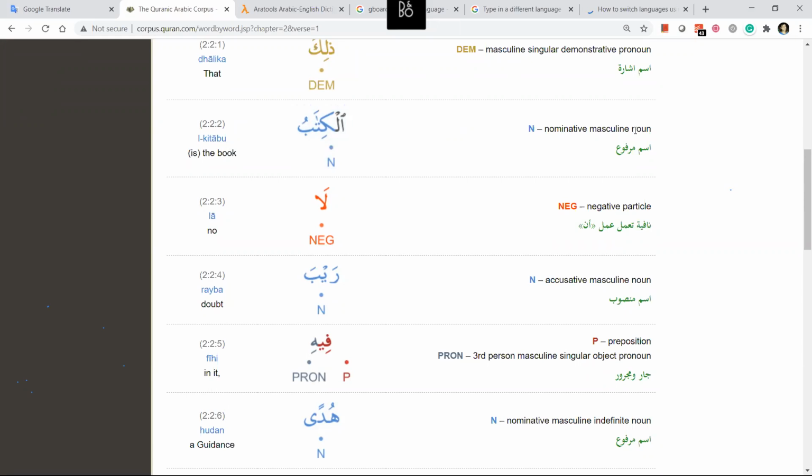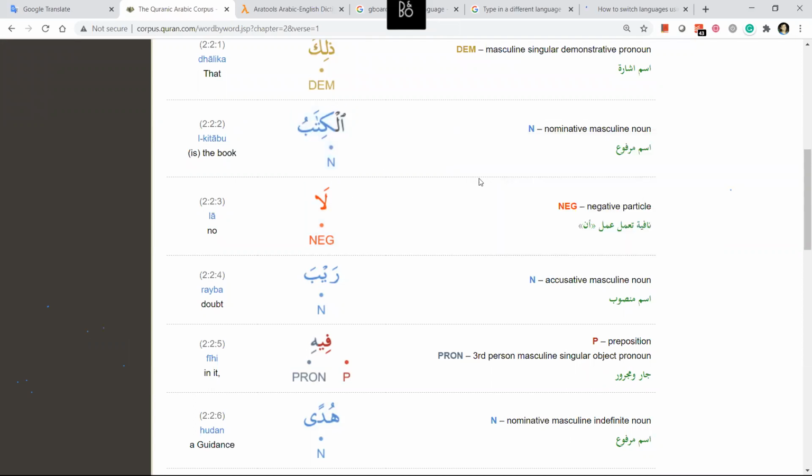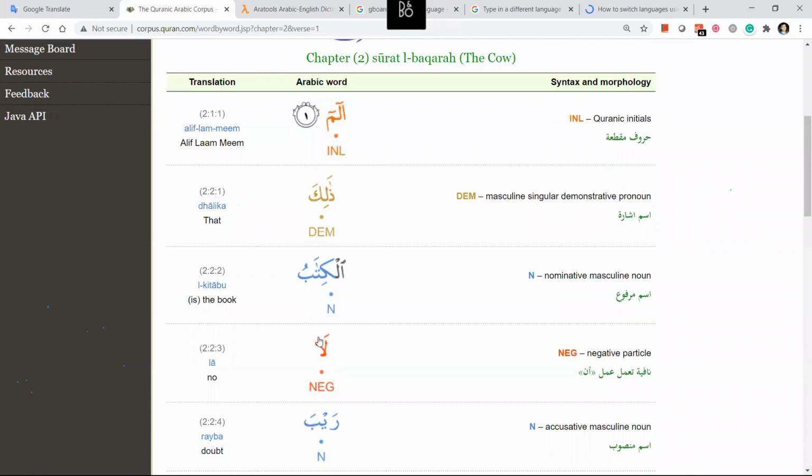And this is a nominative masculine noun. Nominative means with dhamma. Okay. It ends with pesh or it ends with u. La is a negative particle. So la, we all know it's no. It's called a negative particle. So it's going to tell you everything word by word.